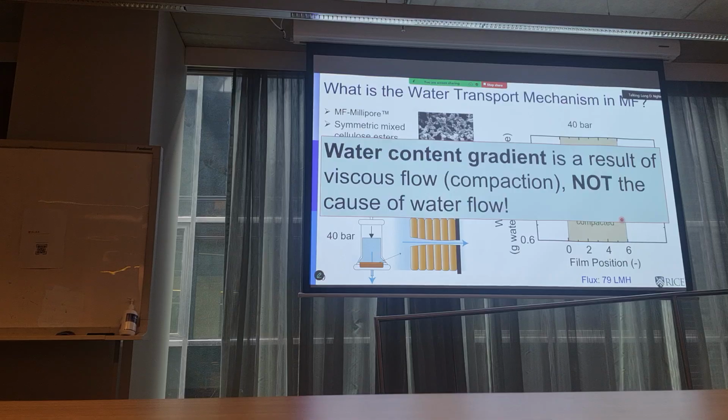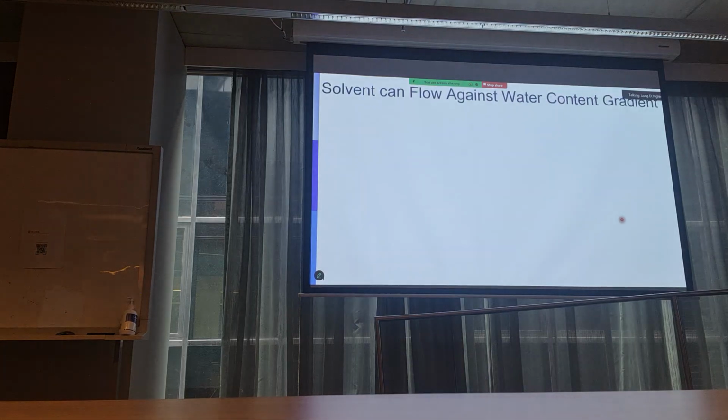So the water content gradient is very important. It is a result of viscous flow, not the cause of the viscous flow or the drive for water flow. Because you have viscous flow under pressure, you get this compaction, you get a water content gradient. It's not the driving force. Now, another experiment. I'll show you that water can flow against the water content gradient.